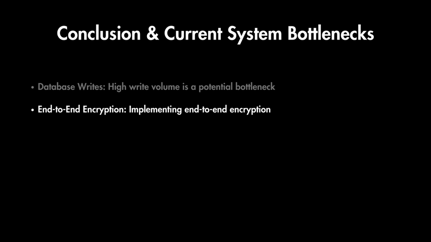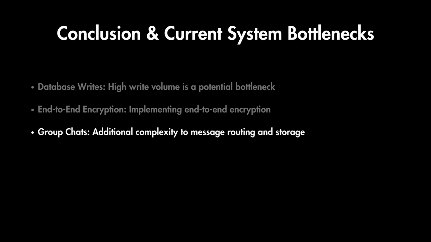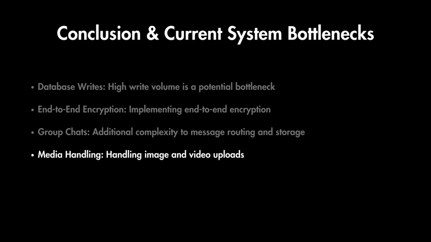Next one is end-to-end encryption. The WhatsApp model heavily emphasizes security, and we don't have any encryption in our current system, so implementing such end-to-end encryption would be a crucial discussion in an interview. Next, we didn't cover group chats, and this feature will bring additional complexity to message routing and also storage. And lastly, we didn't implement media handling, so we can implement a system for handling image and video uploads, potentially using compression here and multiple storage sizes for thumbnails.